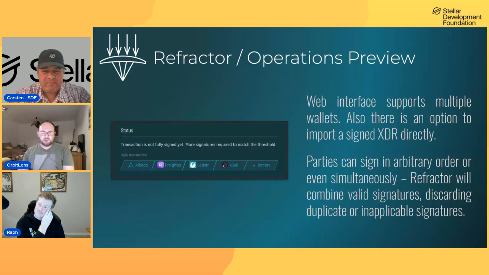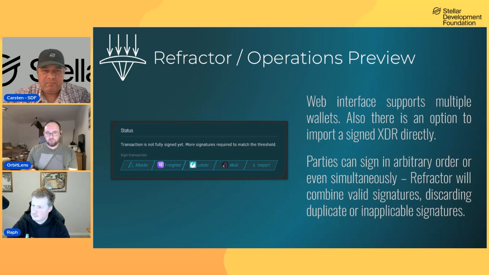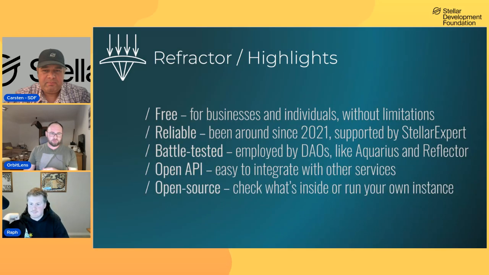The web interface supports multiple wallets. So there is an option to sign the transaction with a wallet of your choice, or import a signed XDR directly. In case you have an air gap device or something like this, you can just copy paste the XDR there, and Refractor will combine valid signatures, discard duplicates, and remove all inapplicable signatures. So it basically makes the process much more streamlined.